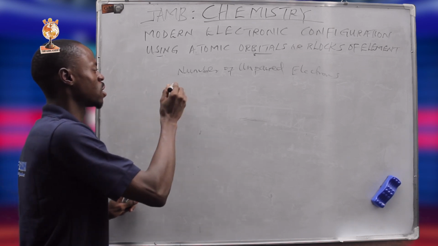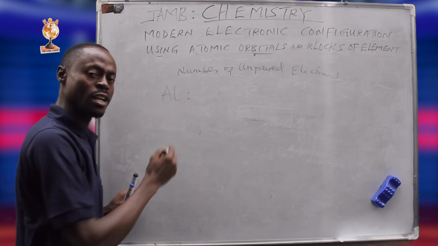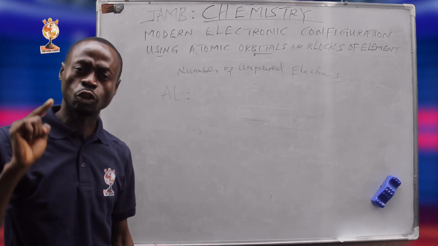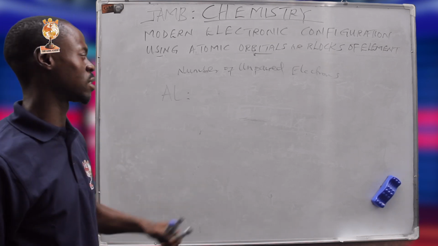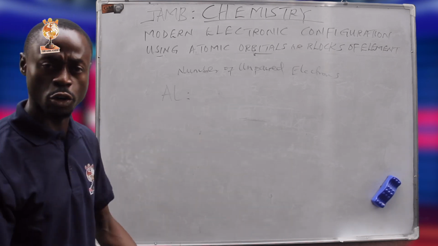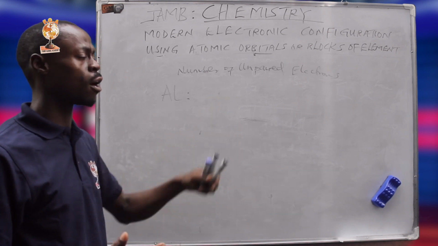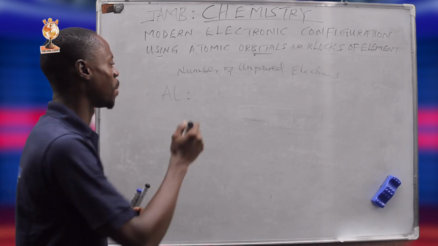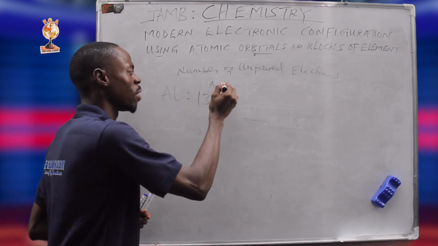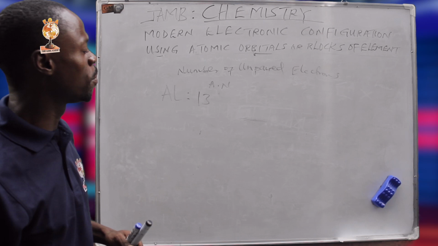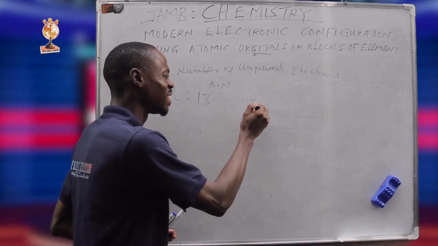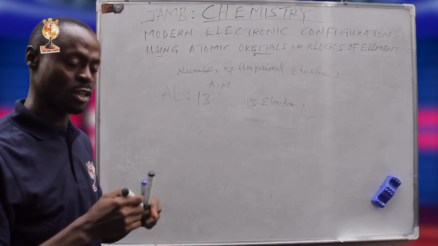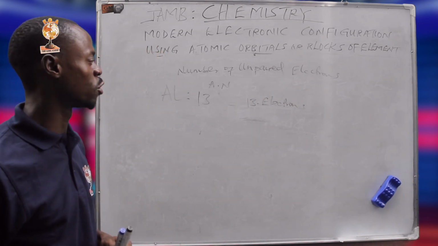Aluminium has the symbol Al. Like I said earlier on, the first thing you should do is to identify the atomic number of the element that you want to determine the electronic configuration and also the number of unpaired electrons. Aluminium has atomic number 13. So it simply means it equally has 13 electrons. So let's first of all give the electronic configuration of aluminium.